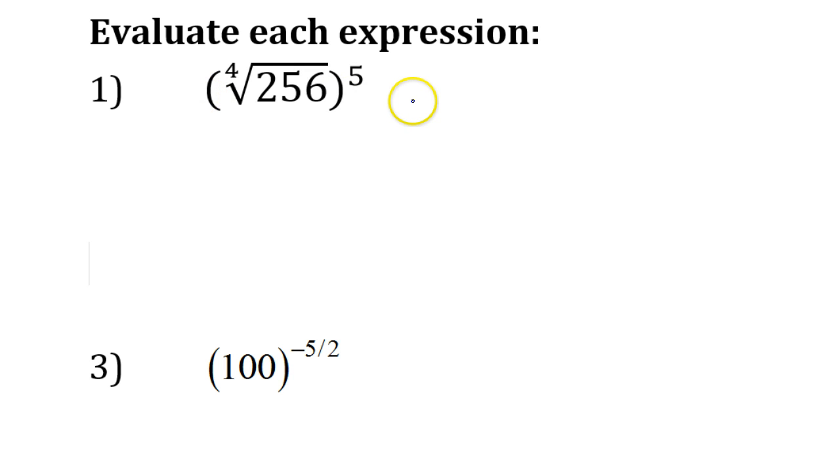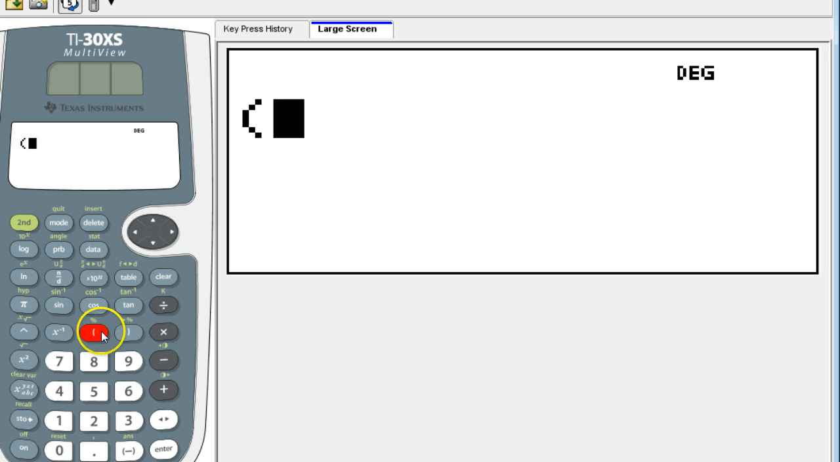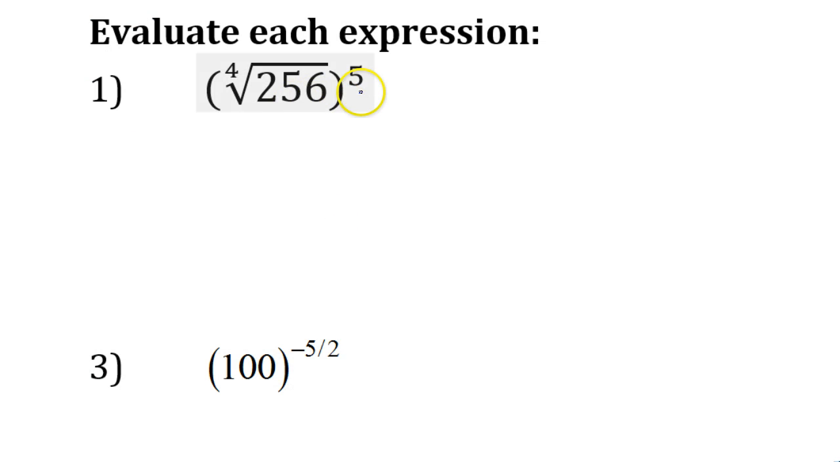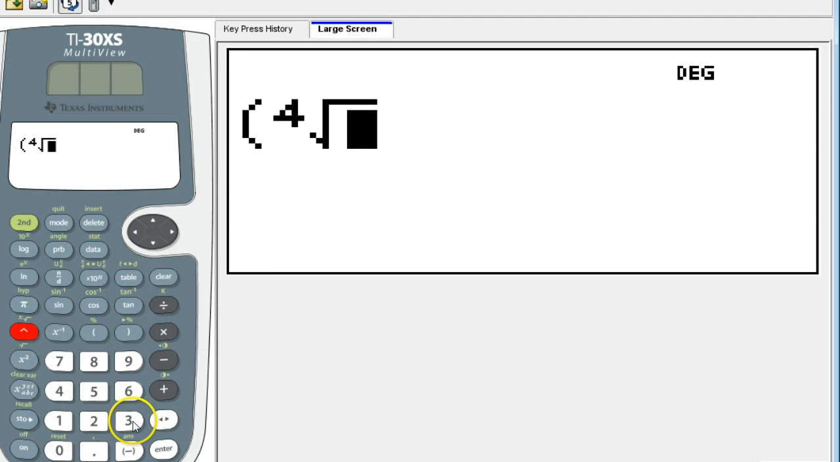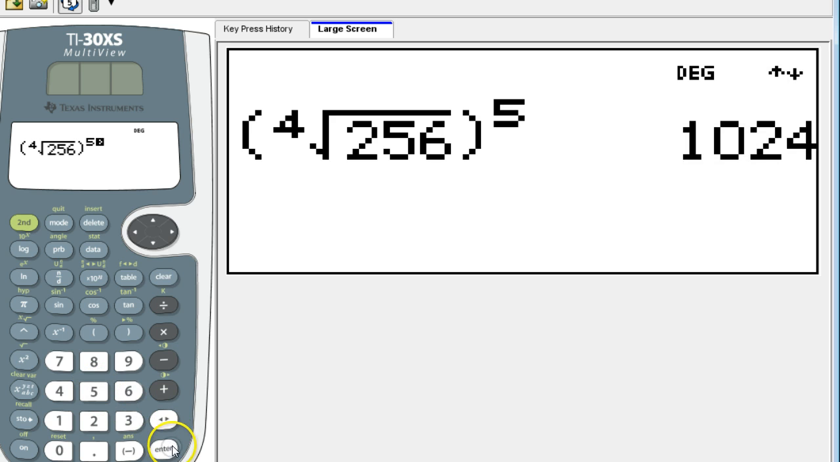So, I'm going to try typing in this entire expression to see what happens. So let's see, I've got parentheses and then the fourth root. So open parentheses. To do the fourth root, you type the number 4 first, and then you do second and the caret here, and it turns that into a fourth root of 256, close parentheses, fifth power. So 256, and now I can close the parentheses and do that to the fifth power. Kabam! 1024.